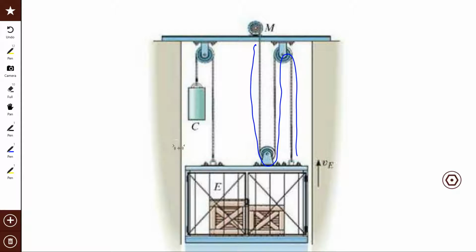The elevator's moving at 4, but how fast is the rope moving? Got it? So those are the two things I want. How hard am I pulling on the rope? And how fast is that point moving? Got it? Okay. How are you going to find the tension in the cable?